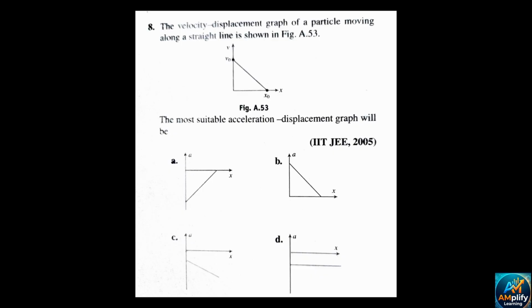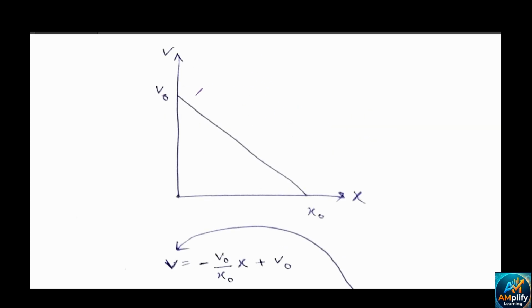The velocity displacement graph of a particle moving along a straight line is shown in the below figure. It asks: the most suitable acceleration displacement graph corresponding to this graph will be A, B, C, D. Okay, so first of all, we draw the graph here.